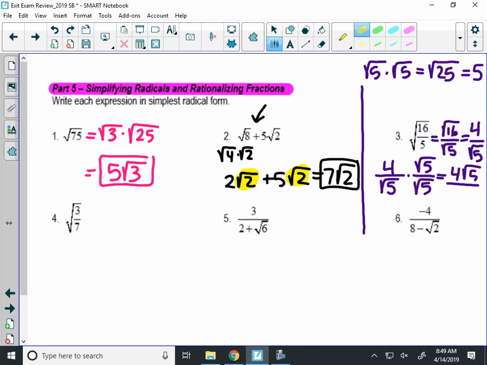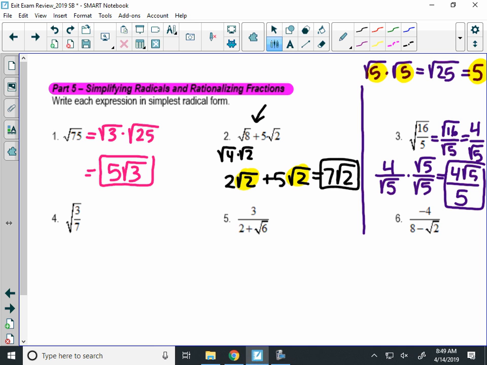Remember, when we did these, every time you multiply 2 radicals together that are the same, you end up getting the radicand, the number under the radical, as your simplified form. So this is 4 radical 5 over 5. And 4 over 5 does not simplify, so that would be your most simplified answer.